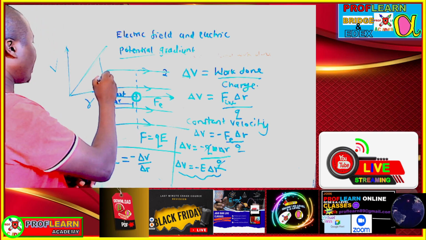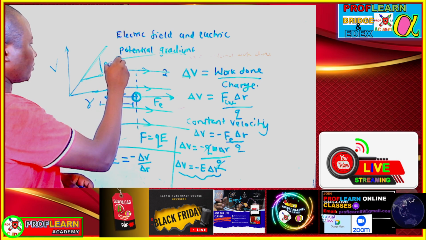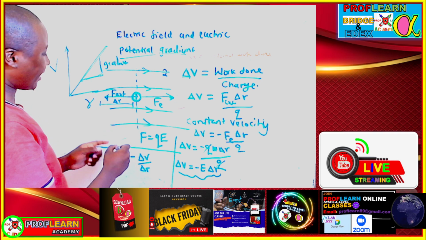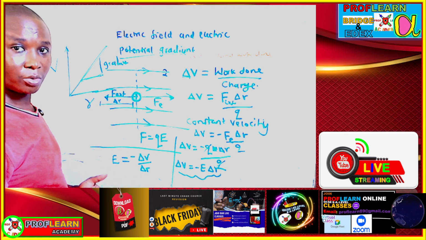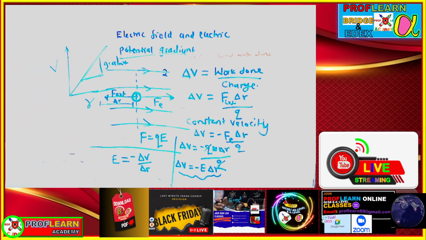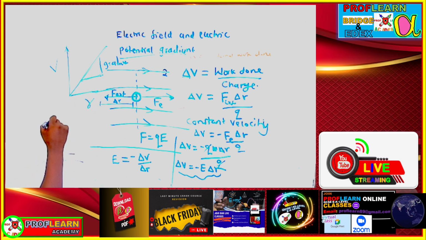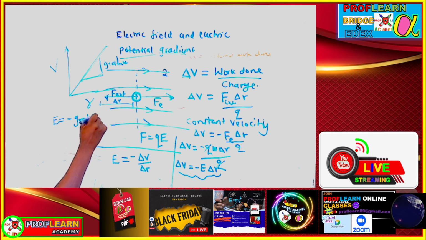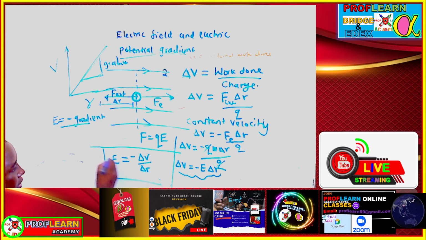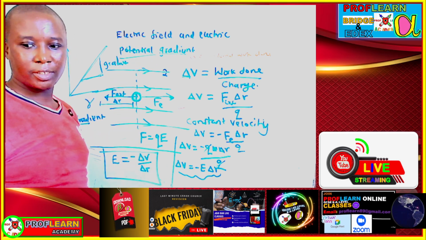So if you work out the gradient of this straight line graph, the negative of the gradient is going to be equal to the electric field. So anytime you are given a graph and you are expected to work out the electric field from the gradient, we are going to say electric field is equal to the negative of the gradient of that. So this is the relationship that exists between the electric field and the electric potential gradient.